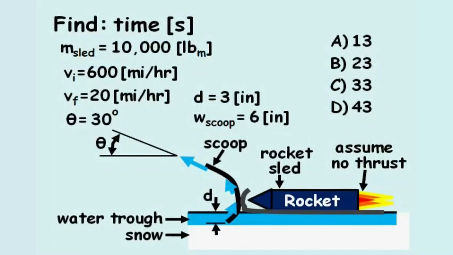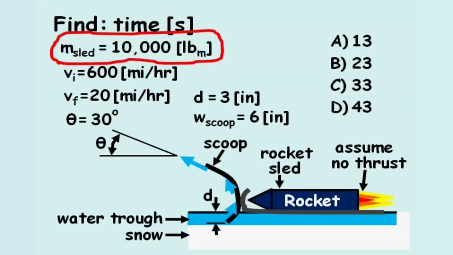Find the time, in seconds, needed to decrease the velocity of the rocket sled. In this problem, a rocket sled travels with an initial velocity of 600 miles per hour. A scoop is then lowered into a water trough, which deflects the water away from the sled at the given angle, theta. We're also provided the mass of the rocket sled.